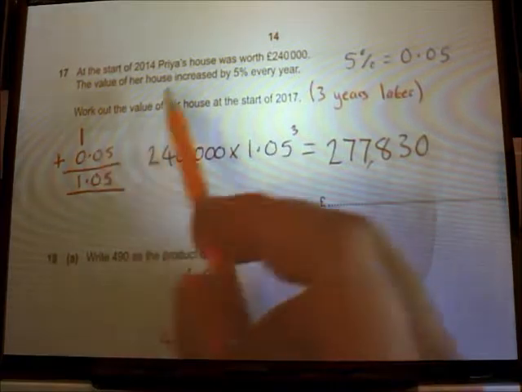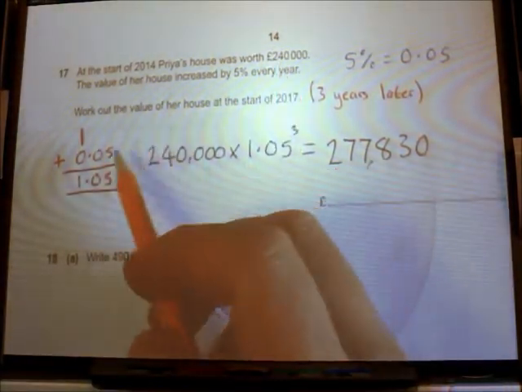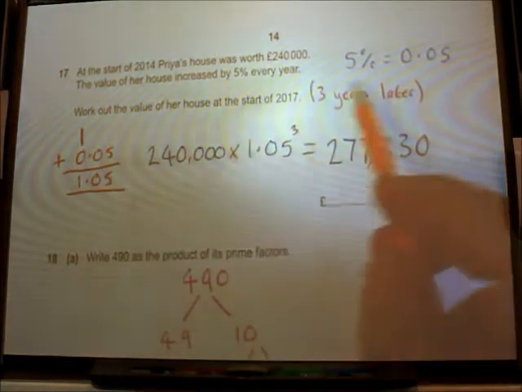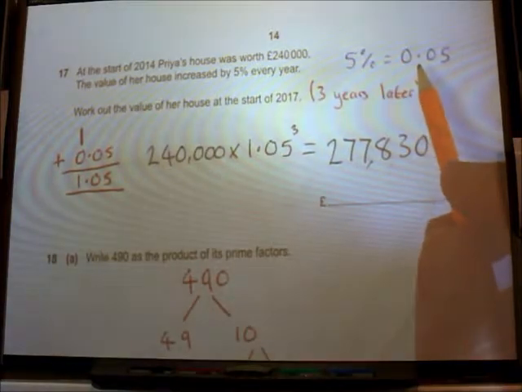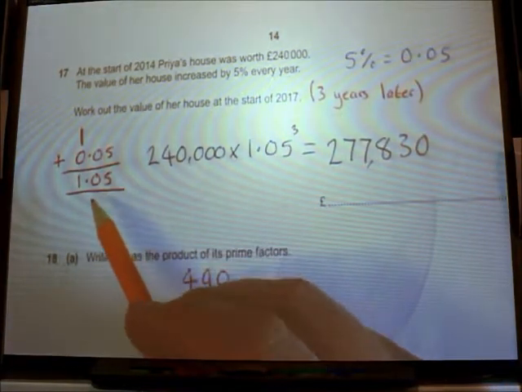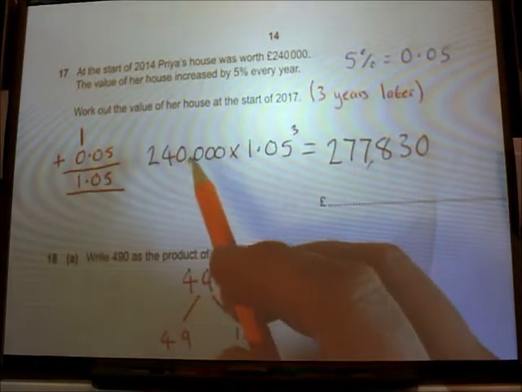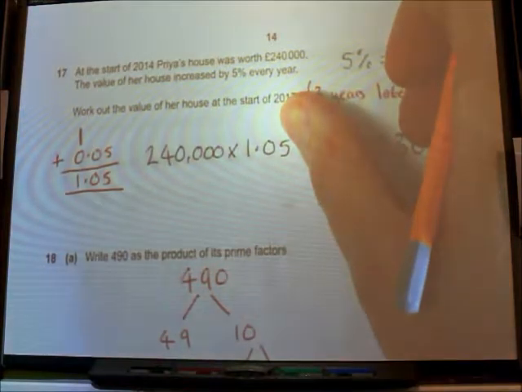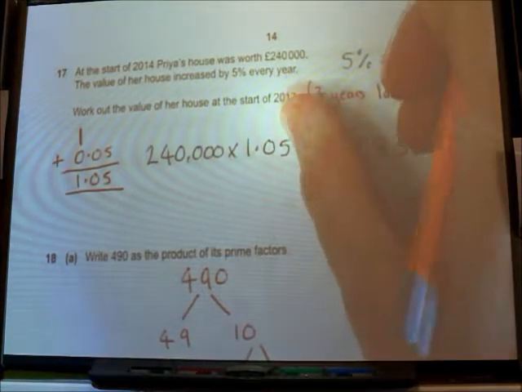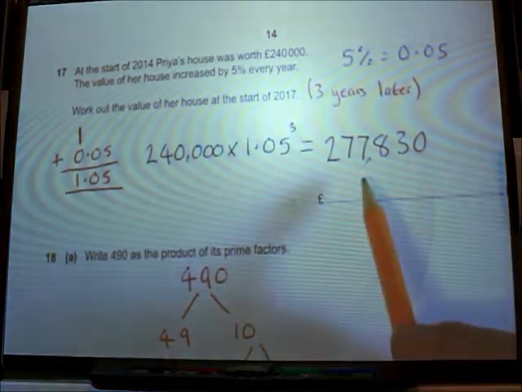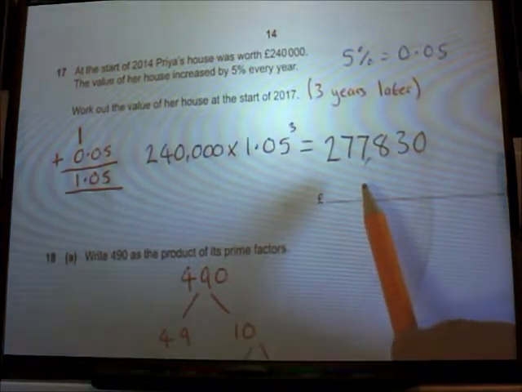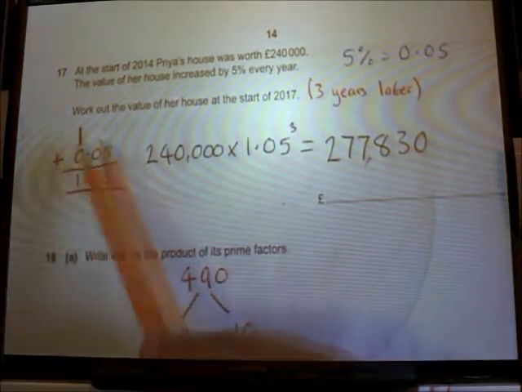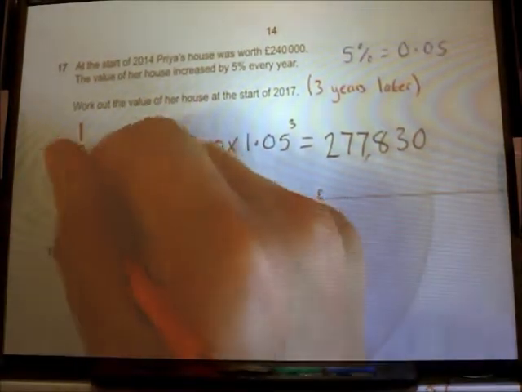So to keep 240,000 the same, you multiply it by 1. And because we're increasing by 5%, we add on 0.05, which remember was 5% as a decimal. So once you add those two up, you get 1.05. So you can do 240,000 times 1.05. If you just times it by 1.05, you'll increase it by 5%. If you want to do that for 3 years, you put it to the power 3. And that will give you your answer there, 277,830.